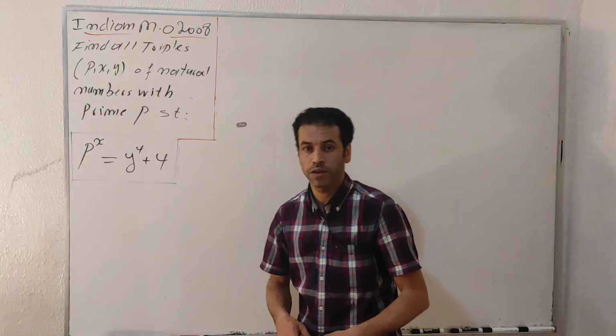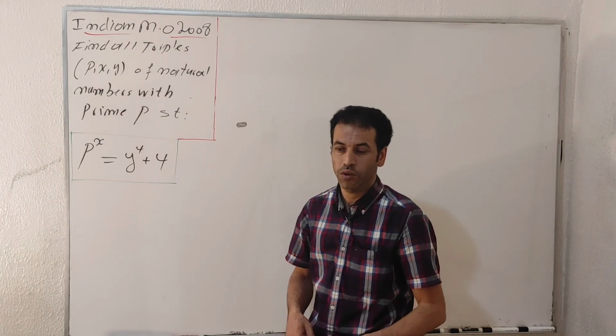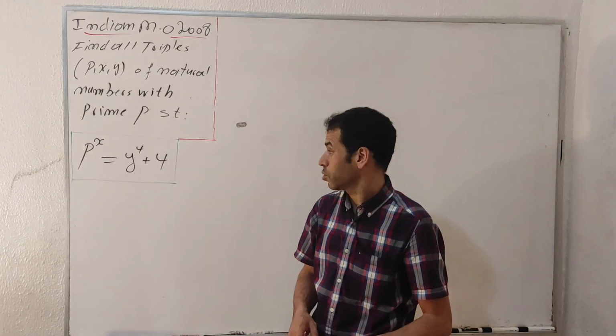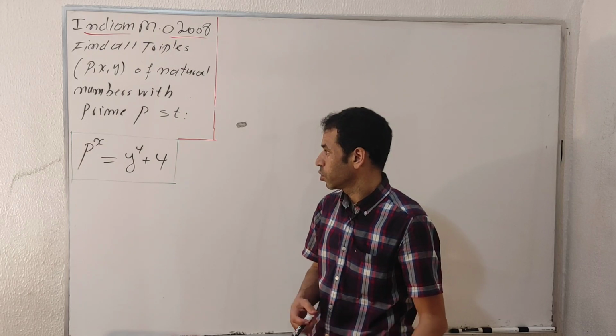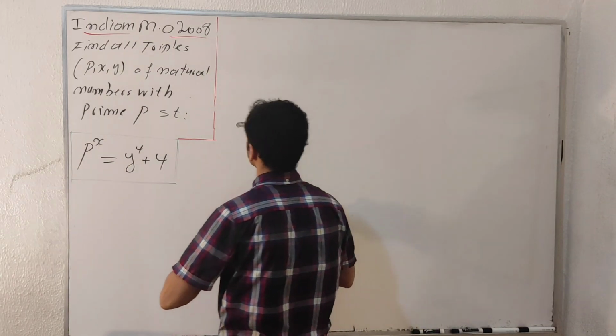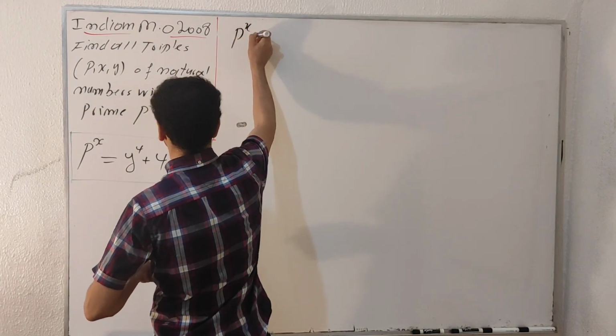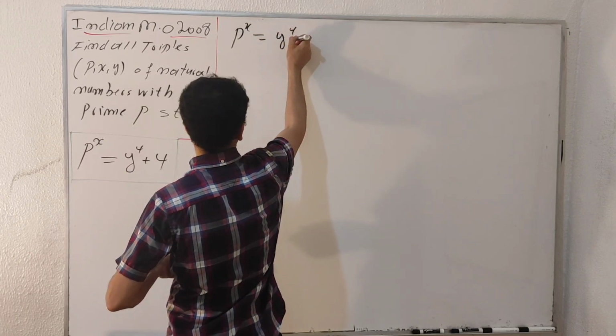So I would recommend giving this problem a try before getting to the solution. So go ahead, pause this video, and when we come back we'll see the full solution. Okay, now let's go through this one. We have the following equation: p to the x equals y to the fourth plus number 4.